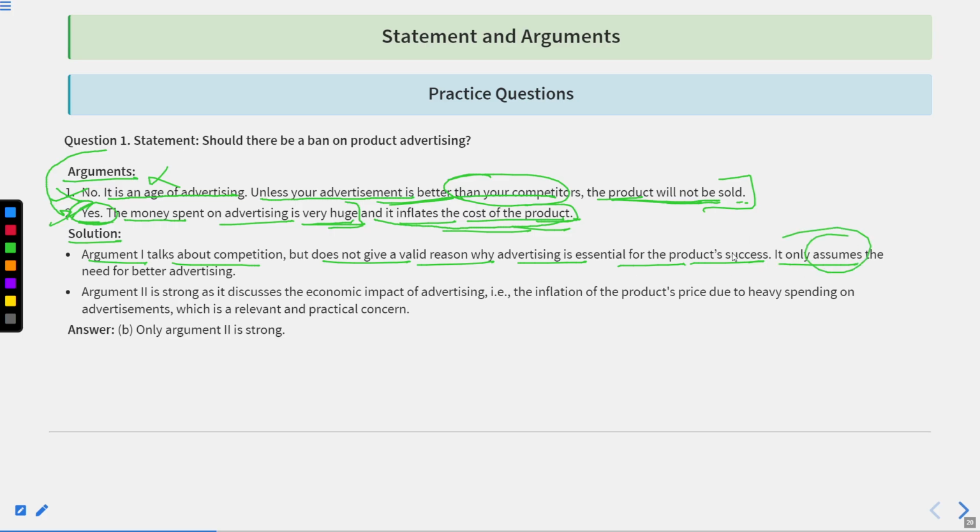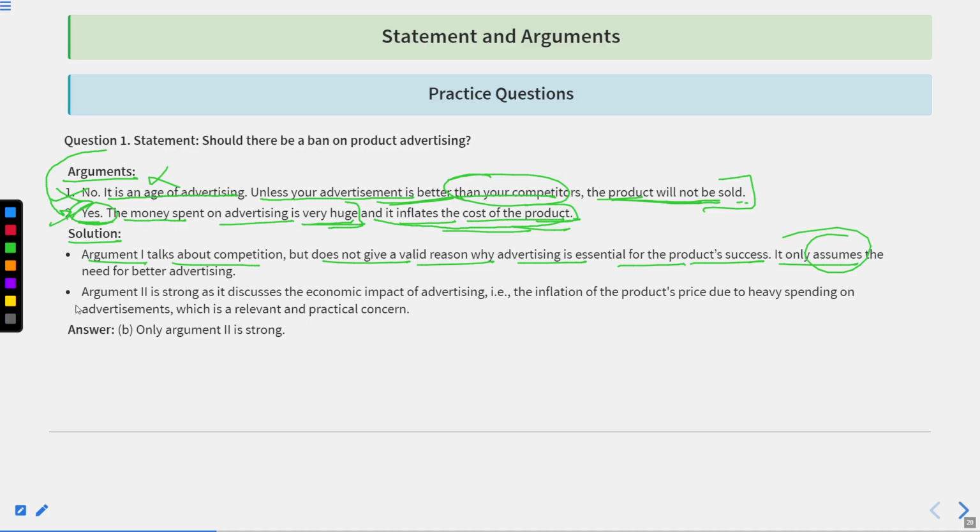And assumptions we will never take into consideration. What are the two things that we have learned in this particular video that we don't need to take into consideration? First is comparison and second is assumption. Okay, my dear students, please take note of this. It is very important for you that we will never take into consideration those arguments where comparison is there, and second, where assumptions are there.